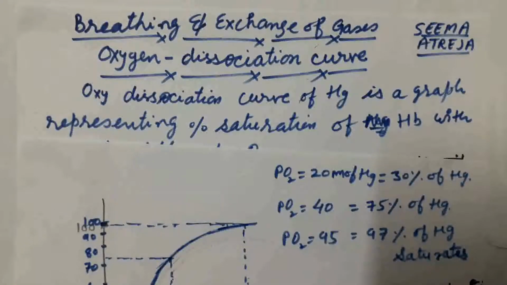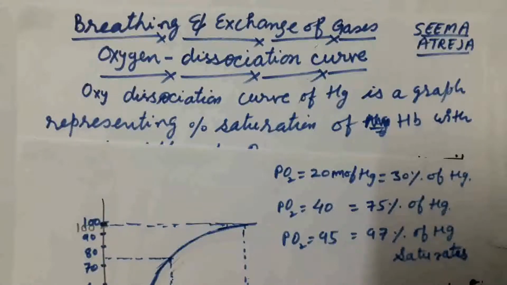Students, in this lecture we are going to discuss the oxygen dissociation curve. First we will define the oxygen dissociation curve, then we will discuss the graph, and then we will also discuss the factors affecting the oxygen dissociation curve. So first we will discuss the definition.